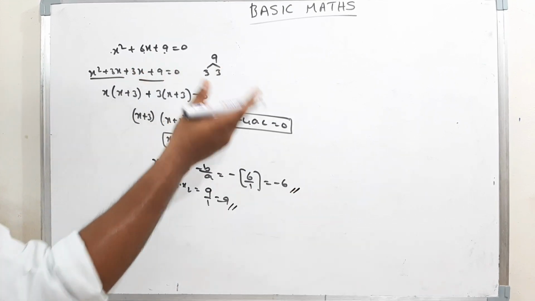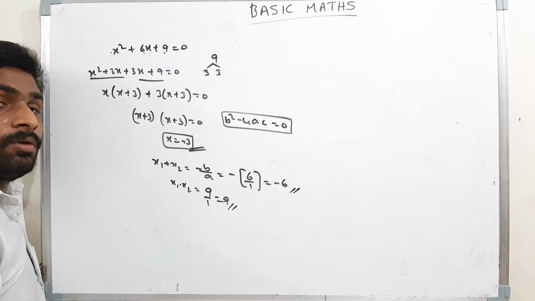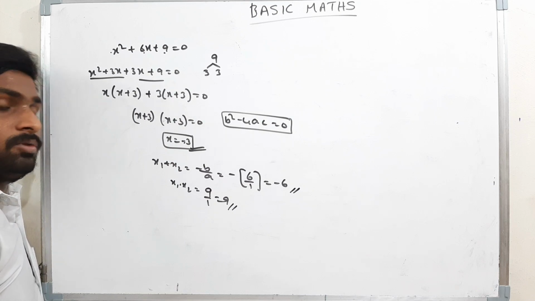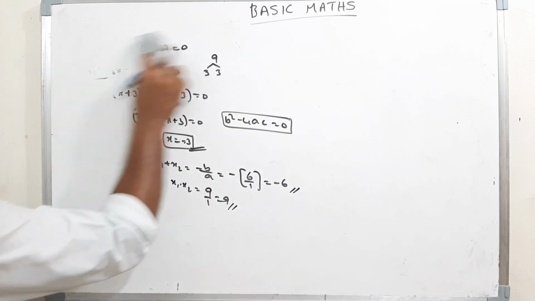Or I can solve this one by using the direct formula, that is, minus b plus or minus root of b square minus 4ac by 2a. I can solve by that method also. Now we will see one last question.